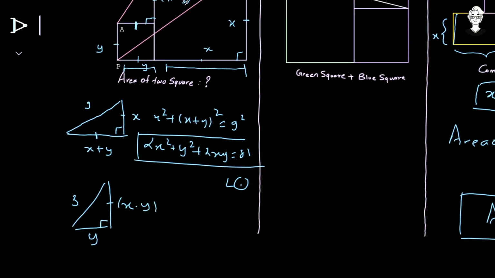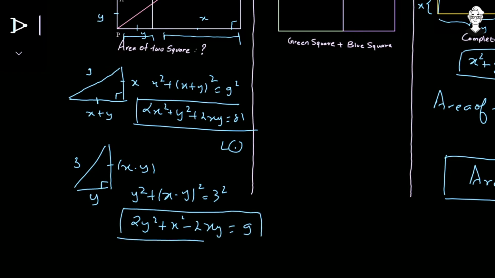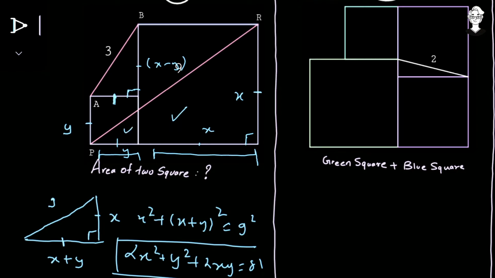So again by the Pythagoras theorem I can have that y square plus (x minus y) the whole square is equal to 3 square. So from here I can have that 2 times y square plus x square minus 2 times xy is equal to 3 square, that is equal to 9, and this is our second equation. Okay, now what we have to find is the combined area of this and this.